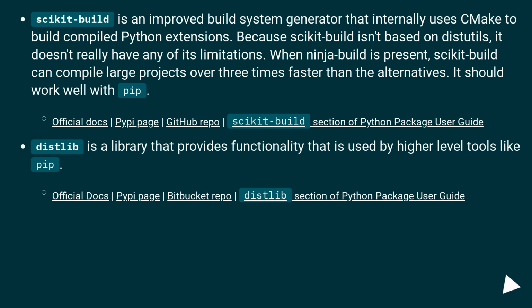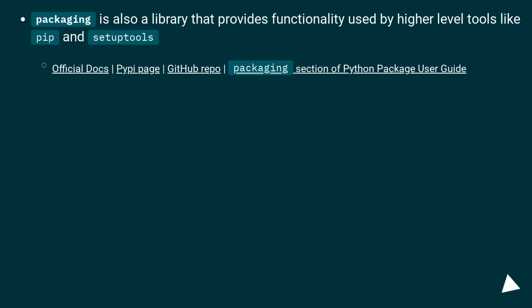distlib is a library that provides functionality that is used by higher level tools like pip. Official docs, PyPI page, Bitbucket repo, distlib section of Python Packaging User Guide. packaging is also a library that provides functionality used by higher level tools like pip and setuptools. Official docs, PyPI page, GitHub repo, packaging section of Python Packaging User Guide.